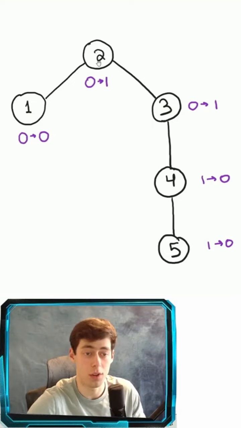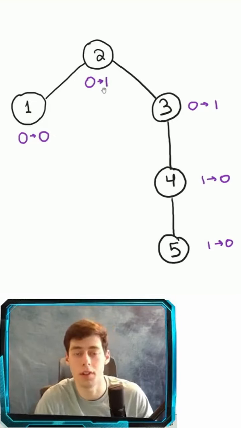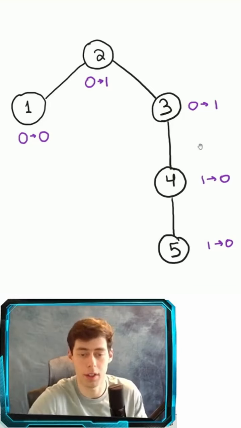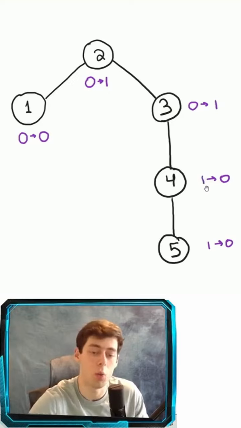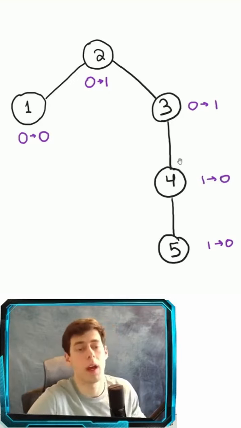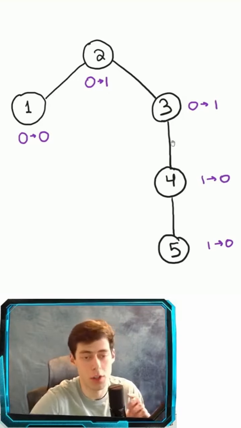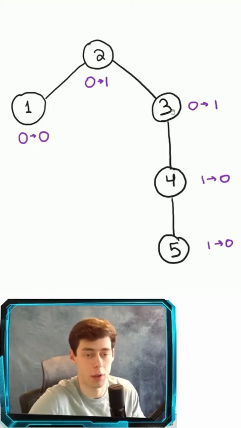But this node 2 has a 0 written on it, but it needs to have a 1 written on it. So it has the wrong value. And similarly, these values are also wrong. So the node number 4 has a 1 on it, but it needs a 0. And you need to fix this, and the operation you have is to just swap the values on neighboring nodes.